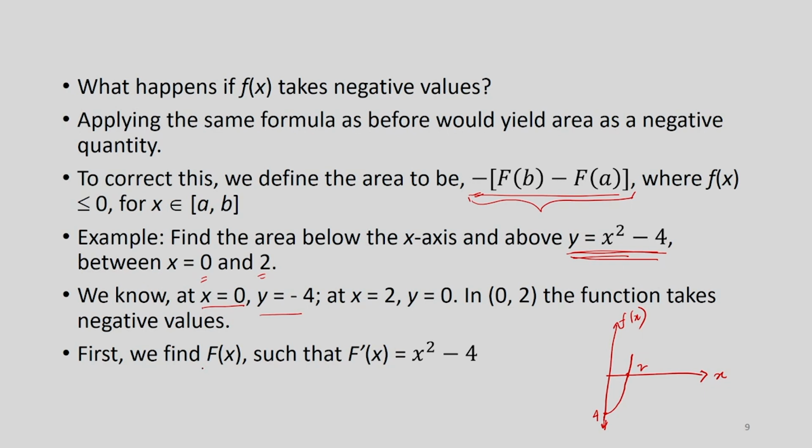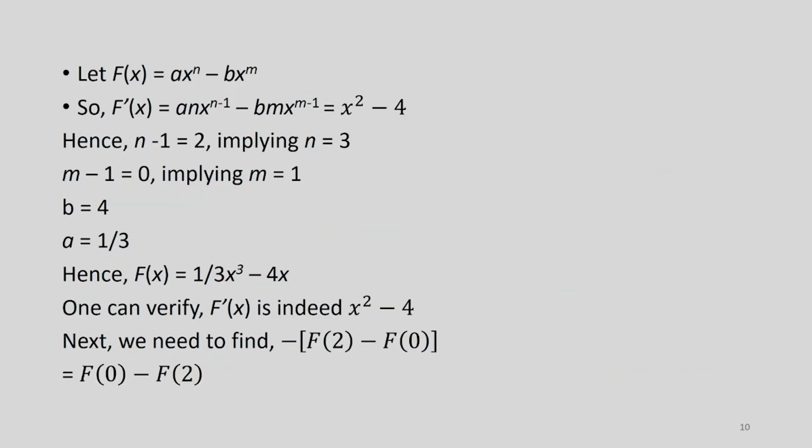Now, in this new method, like the old method, I have to first find out F(x) such that F prime of x is equal to x square minus 4. So, how do I do that? Okay, I assume a particular form. F(x) is equal to, let us suppose, a of x to the power n minus b of x to the power m. You see, it is a very general polynomial form. I do not know the values of a, n, b, m. I have to find those values.